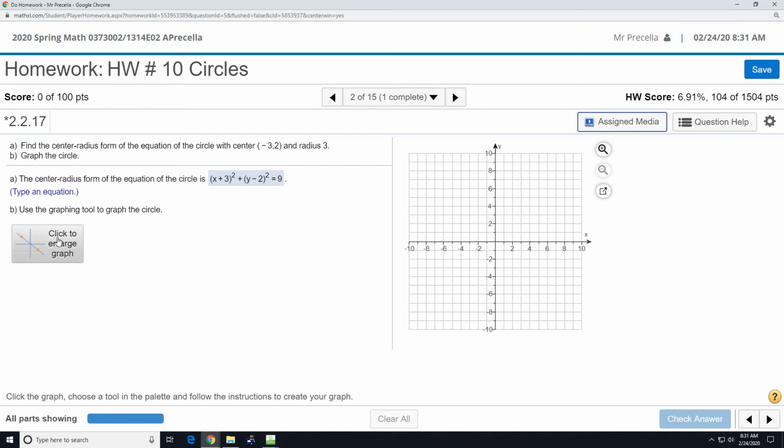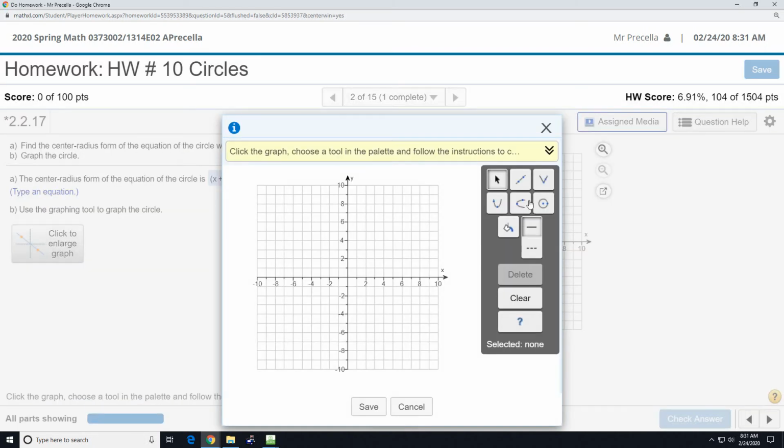Are we ready to try to graph it? To graph it, you're not using this equation. You're going to click the center, move over 3. So let's say click to enlarge, we're graphing a circle, plot that center. What was it? -3, 2? -3, 2, is that Brian? Yeah. So I click there.